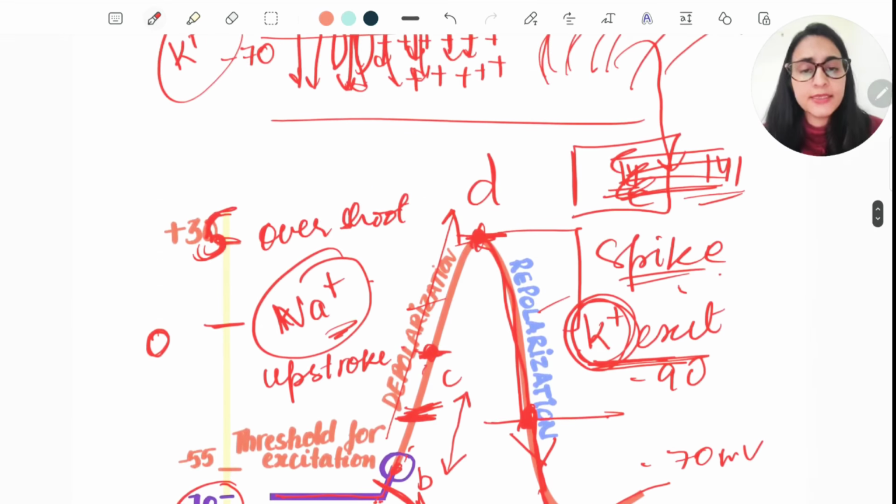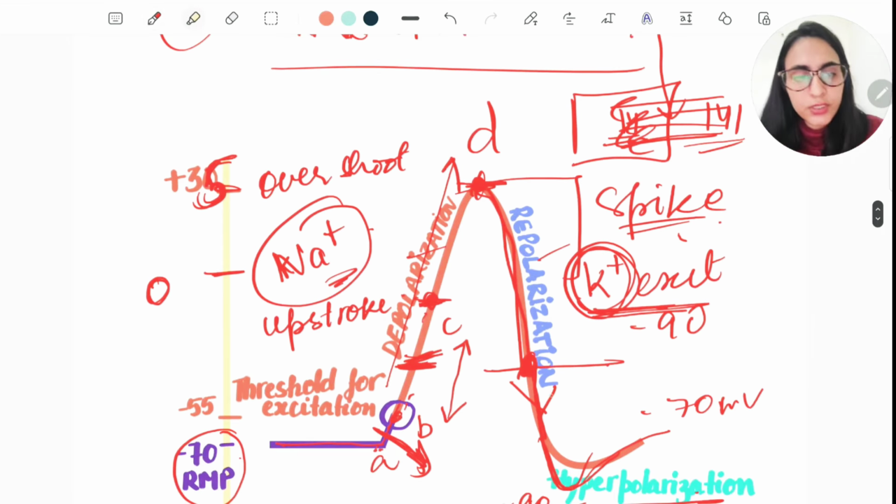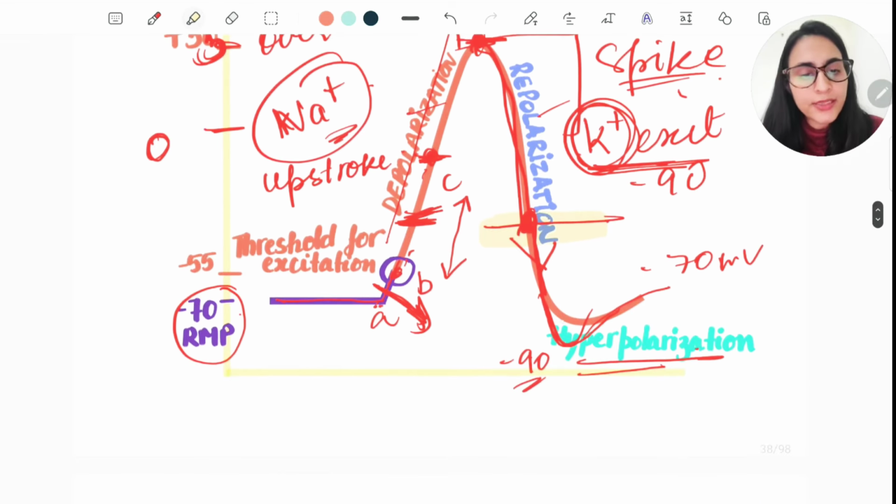So spike is a rapid rise of the action potential, which is depolarization, because of the sodium entry, and a rapid fall, which is because of repolarization and efflux of the potassium out of the cell. Then we have after depolarization, where there is a downfall of the repolarization. Hyperpolarization is a slowdown of this repolarization and it becomes more negative.